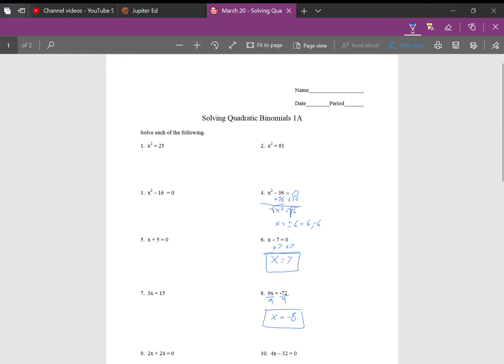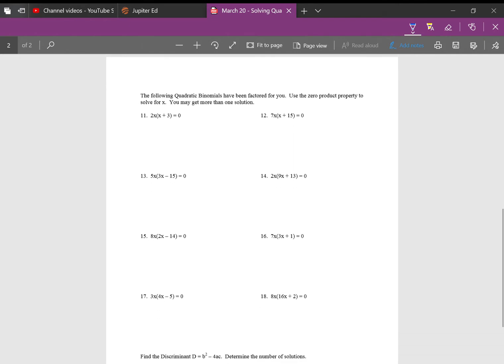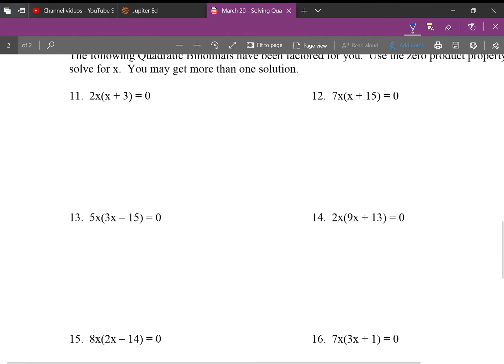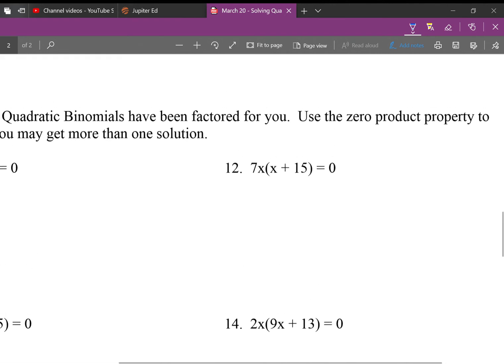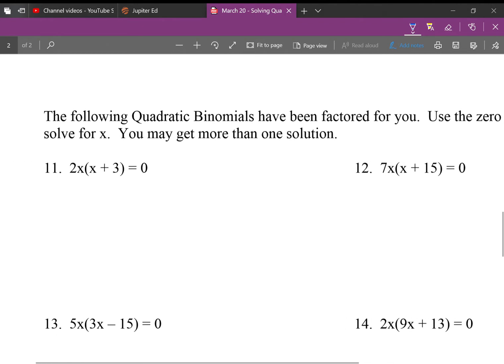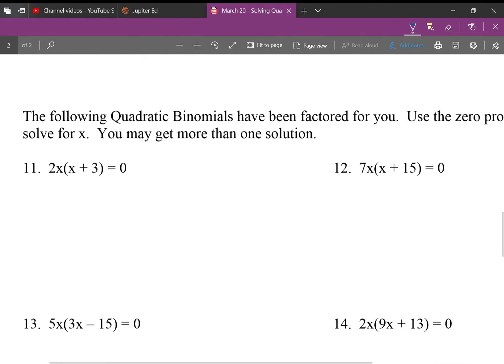Alright, so we're still on the worksheet solving quadratic binomials 1A. I'm going to hop down to the second page, and now on this page, you notice we have some binomials that are already factored for us. It says in the instruction, the following quadratic binomials have been factored for you. Use the zero product property to solve for x. You may get more than one solution.